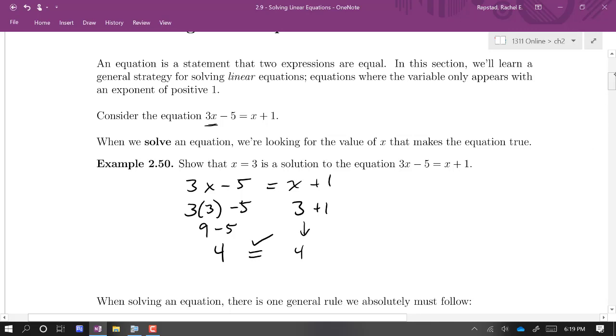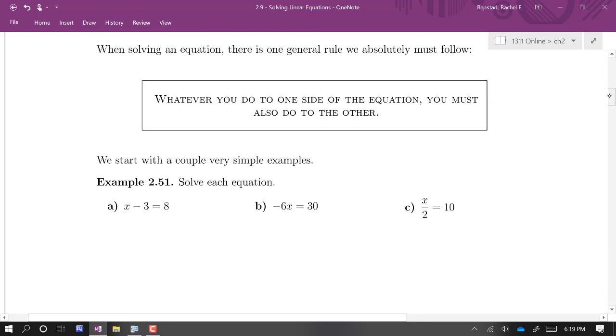What we're going to do in this section is learn an algorithmic approach to solving these types of equations, and there's one general rule that we have to follow, and that is, if I perform an operation on one side of the equation, I also have to perform it on the other. I could think of an equation as a balance beam, and the equal sign is like the fulcrum.